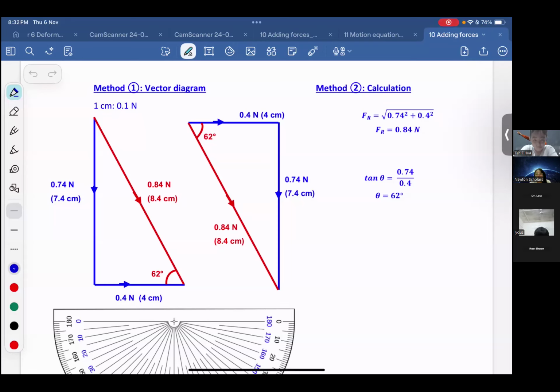Xuan, what is the magnitude? Magnitude is the value, like 0.84 Newton is the magnitude. It's the number. Okay, very good, Zihua. Yes. Zihua, what is the angle? No, your answer is perfect. Good.